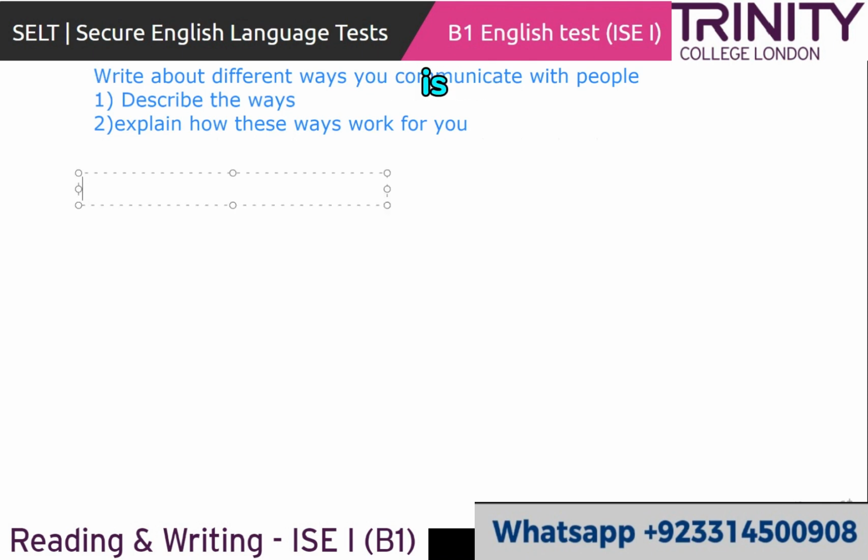Now this question is about write about different ways you communicate with people. It could be about write an article or write a review, write something. You don't care. Your focus should be the main title, that is communicate with people. That is ways you communicate, and also describe the ways and explain how these ways work for you. So how will we start?